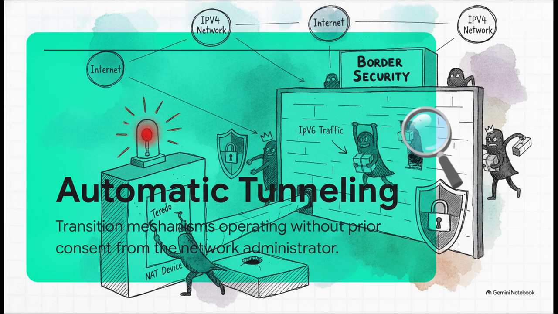And what's even crazier is that some of these mechanisms, like Teredo for example, are literally designed by Microsoft to punch right through your network address translation devices. This means an internal host with perfectly limited IPv4 connectivity can suddenly become globally reachable to the entire internet over IPv6. No firewall alerts, nothing.